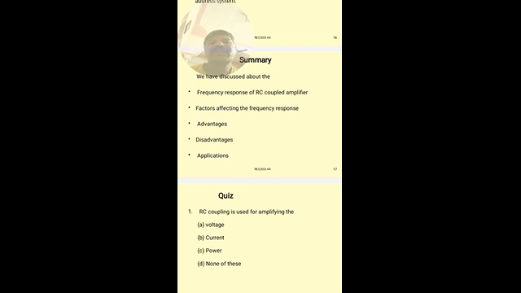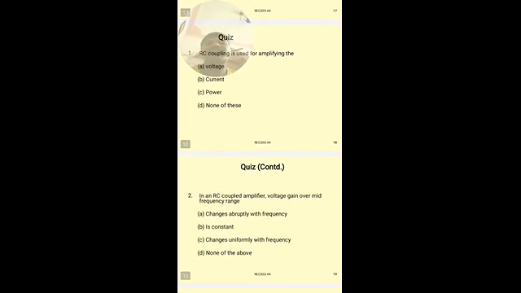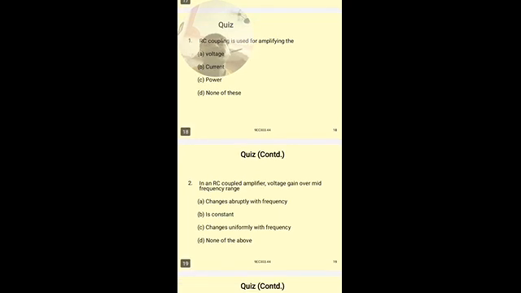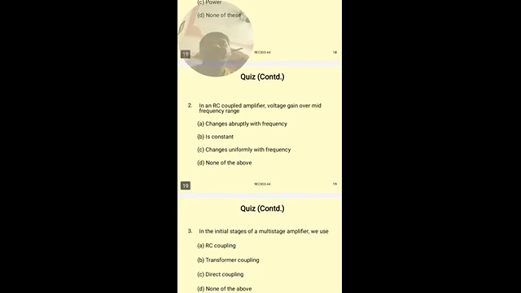Also we have studied quiz questions. RC coupling is used for amplifying voltage, current, power, or none of these: voltage amplification. In general, for an RC coupled amplifier, the voltage gain over the mid frequency range is constant, changes abruptly with frequency, changes uniformly with frequency, or none of these. The answer is constant in the mid frequency region.